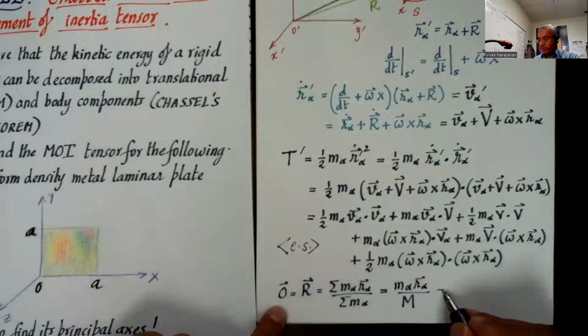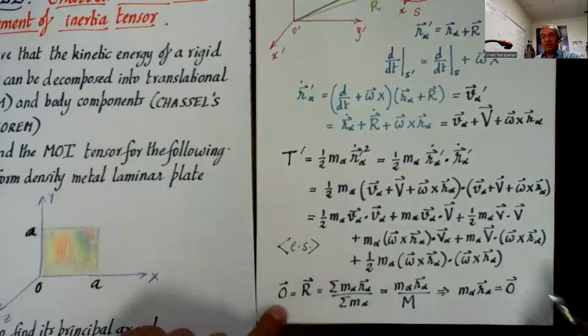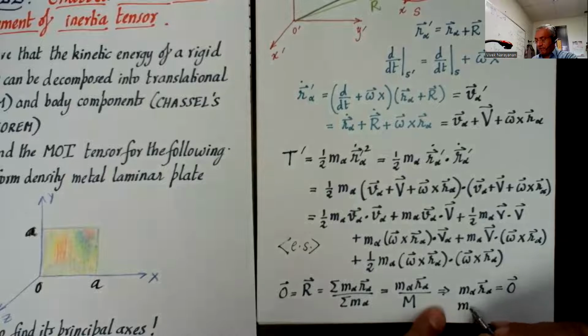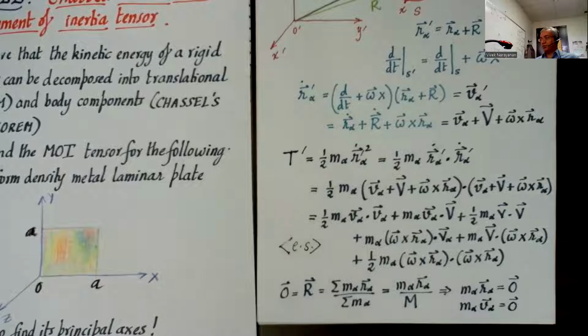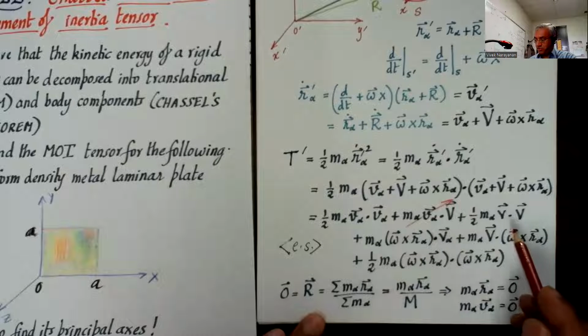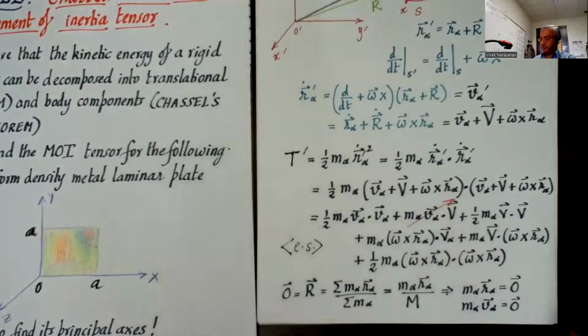then this is 0, which means that wherever I see m alpha r alpha, I can replace it by the 0 vector. If I differentiate this, I'm going to get m alpha v alpha is also 0. So I lose a lot of terms. I actually lose the second term and the fifth term. 1, 2, 3, 4, 5, the fifth term.